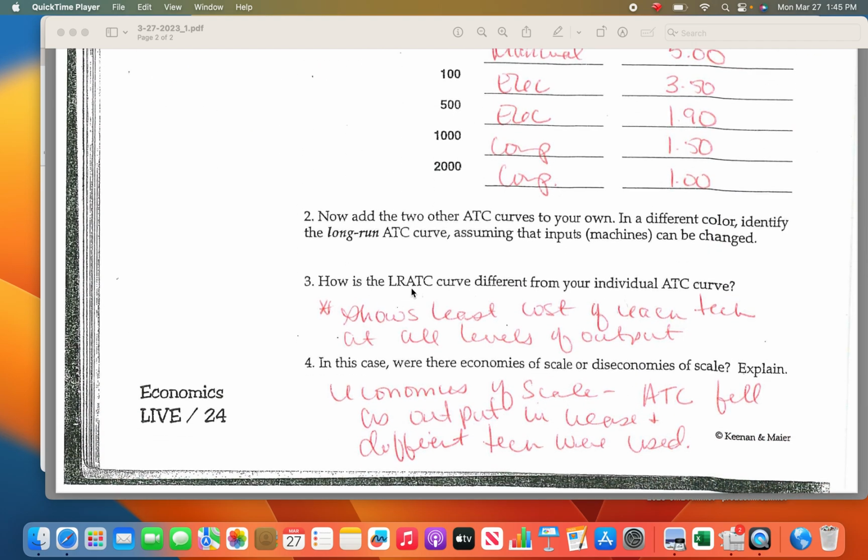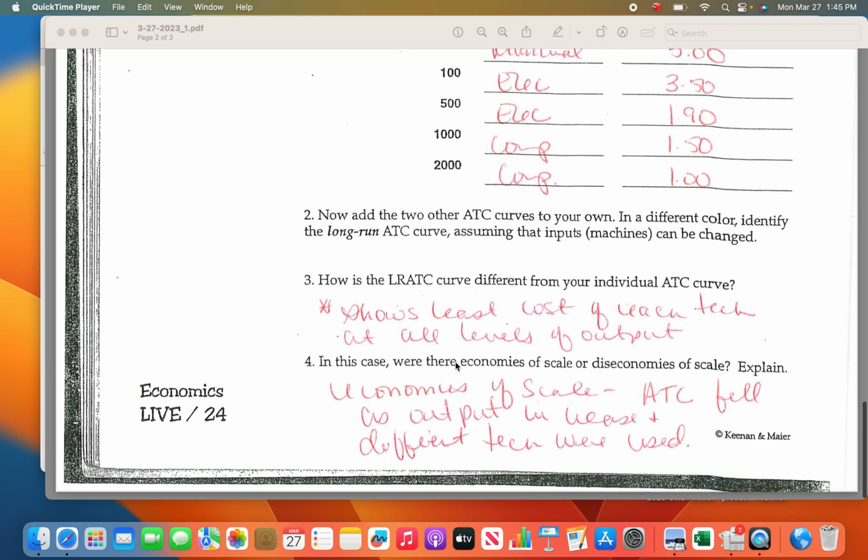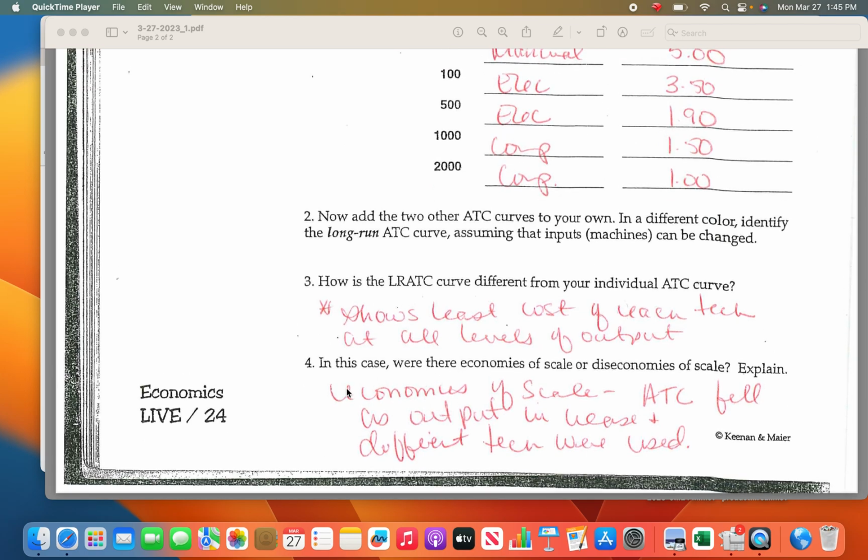So how is the long run average total cost curve different from your individual average total cost curves? And that's just going back and looking at the graphing. It shows the least cost of each technology at all levels of output. In this case, were there economies of scale or diseconomies of scale? And we're going to kind of ignore the diseconomies of scale, but it was economies of scale. And how do we know that? Because your average total cost fell as your output increased for each one of the different technologies that were used.